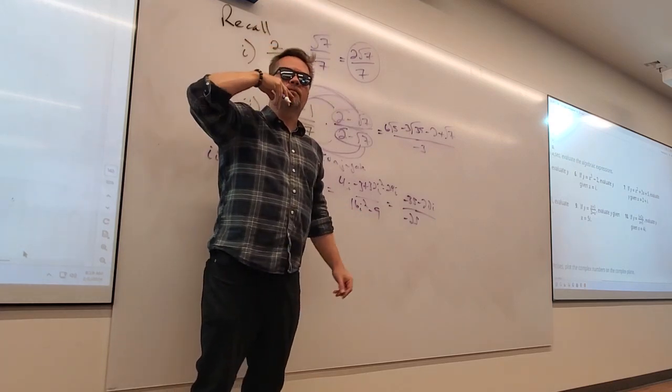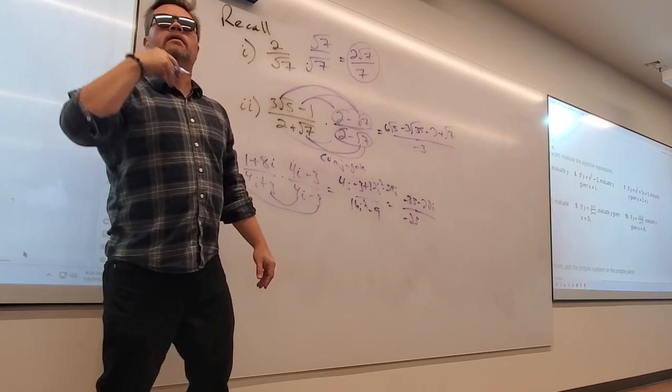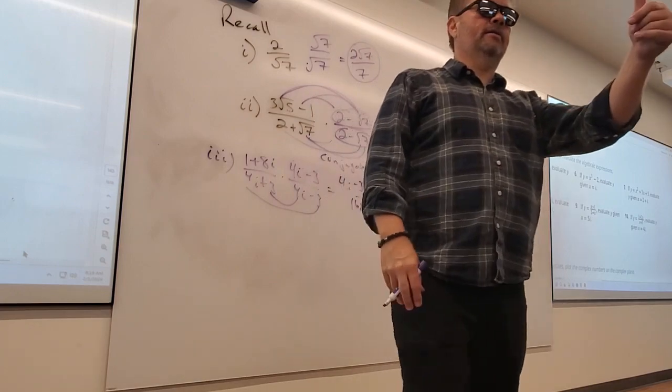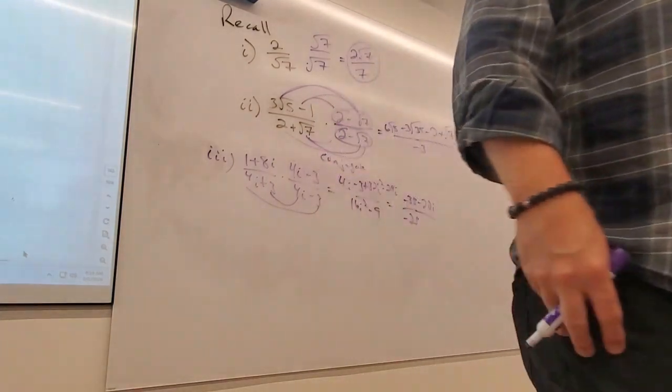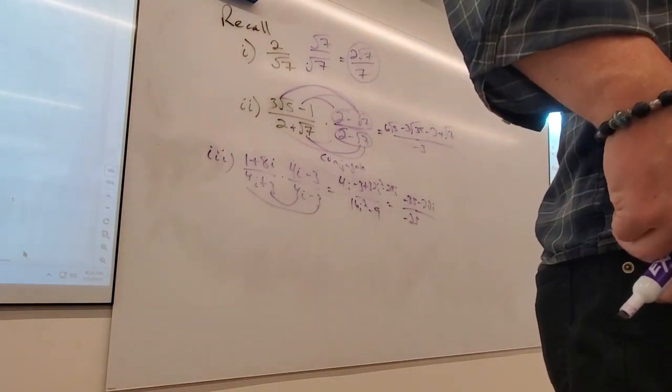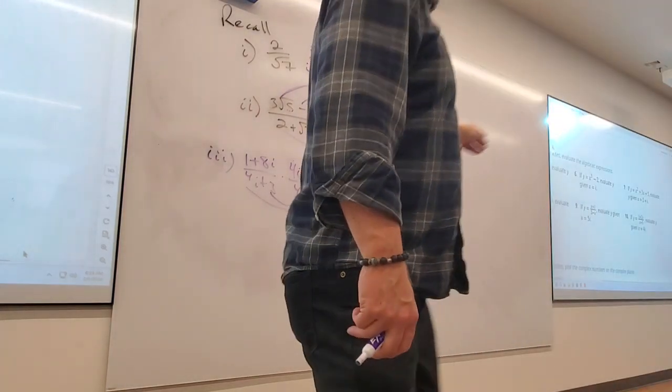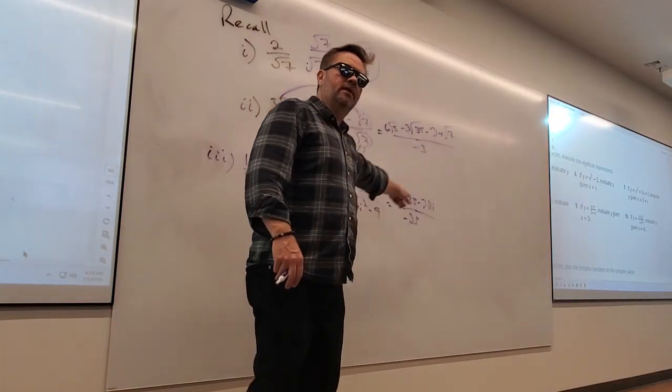What's i squared? All right. So what's i? The square root of -1. So when you square it, doesn't the square root go away? So i squared is -1. Okay. 16 times -1 is -16, minus 9 is -25.